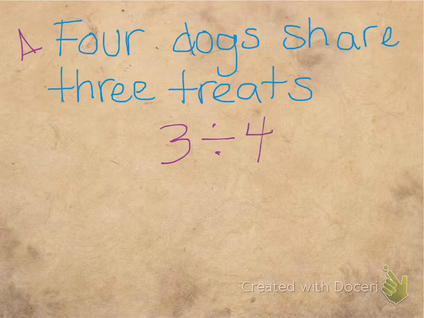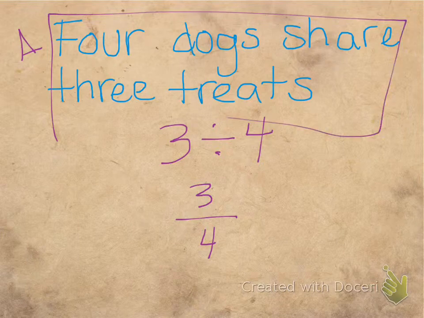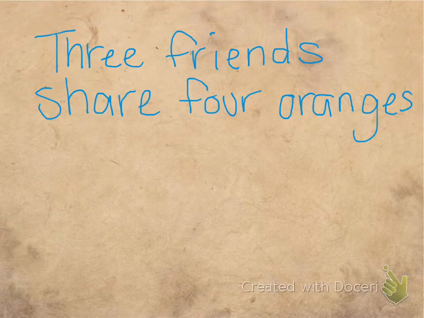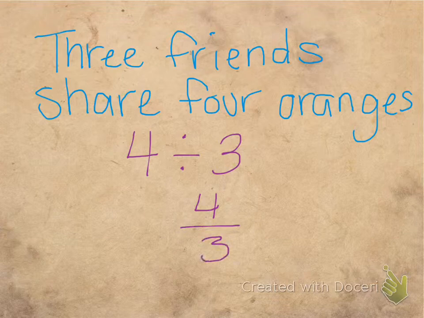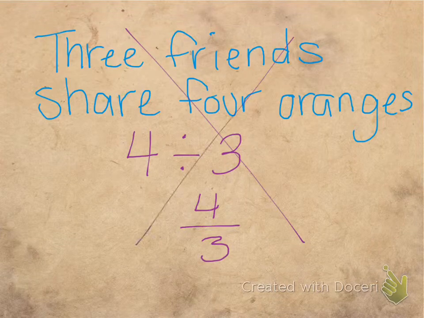So remember, another way we can write 3 divided by 4 is 3/4. So number A does work. B says 3 friends share 4 oranges. So we have 4 oranges, and we are dividing them among 3 friends. So again, 4 divided by 3 is the same as 4/3, so that does not work.